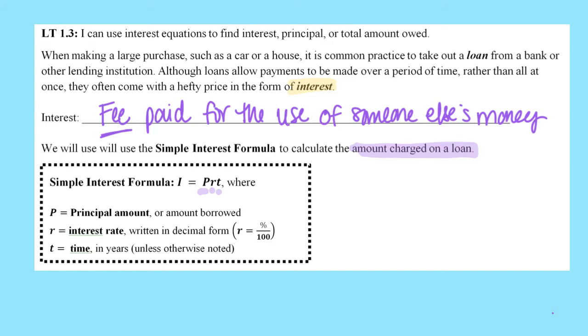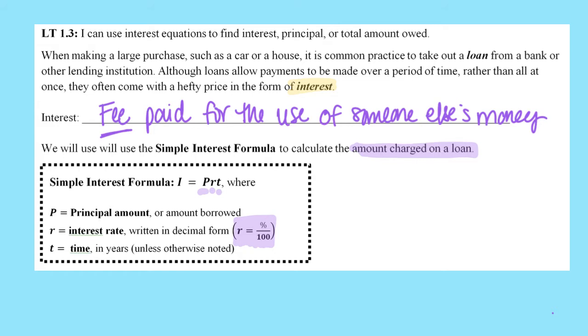So let's talk about it. P represents the principal amount, or the amount that you borrowed. So if you go to buy a car and your car costs $15,000 and that's the amount you borrow, that's your P, that's your principal. R is your interest rate, right? So whatever they're charging you for your loan, say 26%, you always want to write that percent as a decimal, which we have done already, by dividing it by 100 or moving the decimal 2 times to the left.